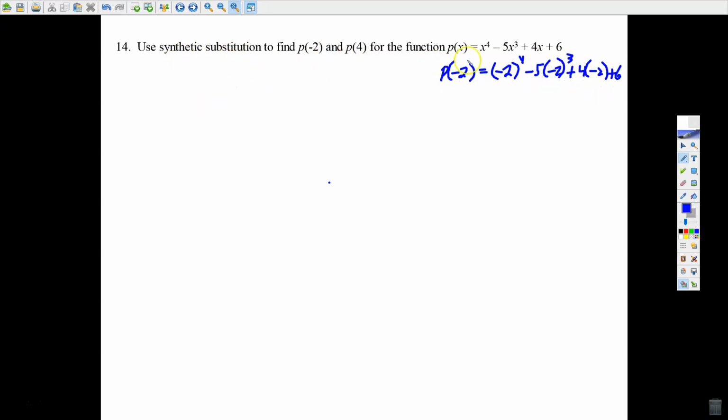Well, synthetic substitution says this: take the number just as it's given. You don't have to worry about changing the sign here if you're evaluating a function. Put that number in the house, and then to the right of that, we're going to put 1, -5. Since there isn't an x squared, we're going to put a 0. Then we go with the x coefficient, 4, and then the constant. So just be careful that you filled in the necessary 0 wherever there's a missing exponent, and there's a missing x squared right in here. So we put a 0 in that spot.